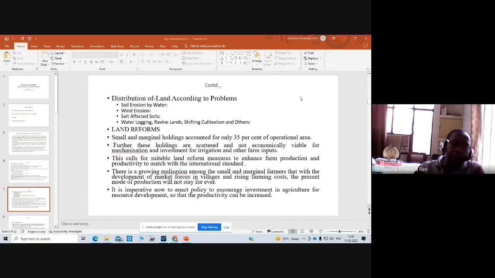The government investment is declining, especially in the case of agriculture. To some extent in the case of irrigation the investment process is taking place, but not much. From the other farm inputs point of view also the same type of thing is happening. Suitable land reform measures to enhance farm production and productivity to match the international standard. That is one of the measures which the government has taken up.